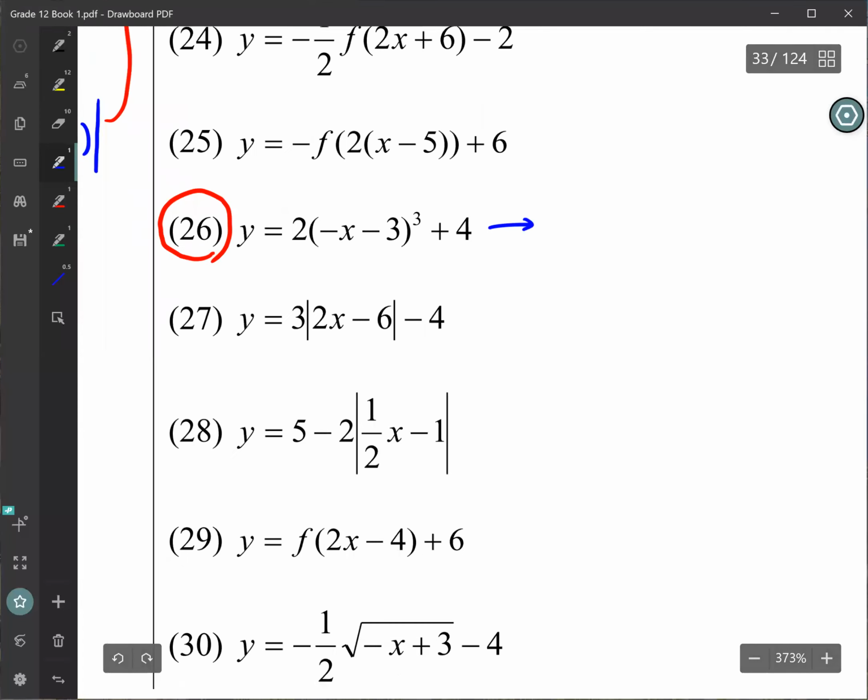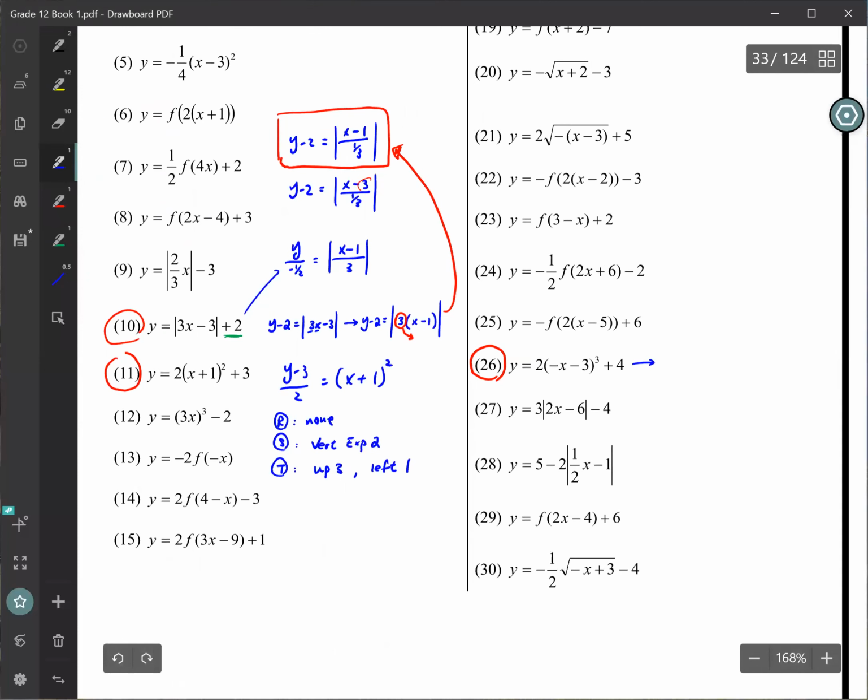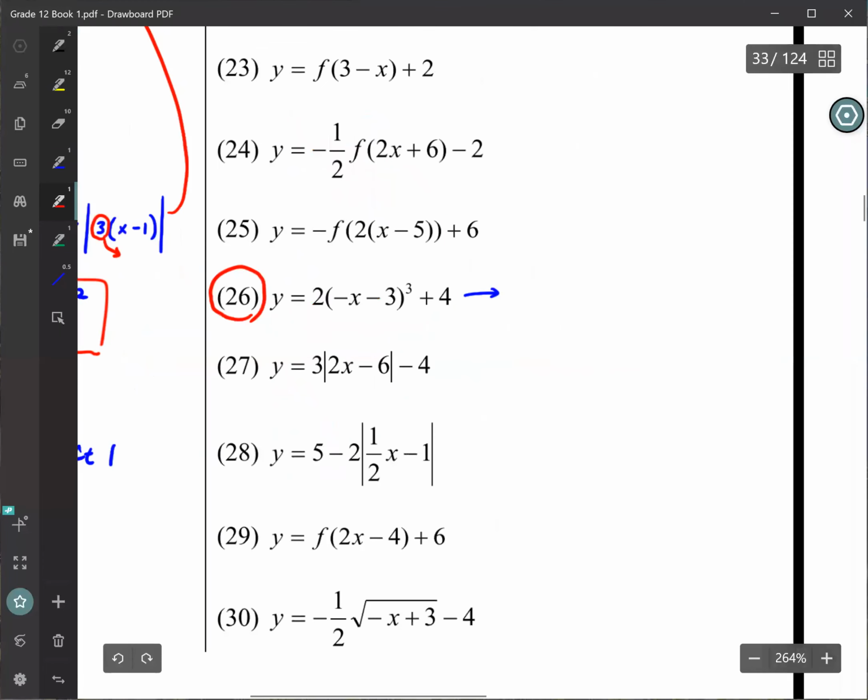So far we did the square, right? Quadratic. We also did the absolute value, right? This one is a cubic. Raise your hand if you have the story form.